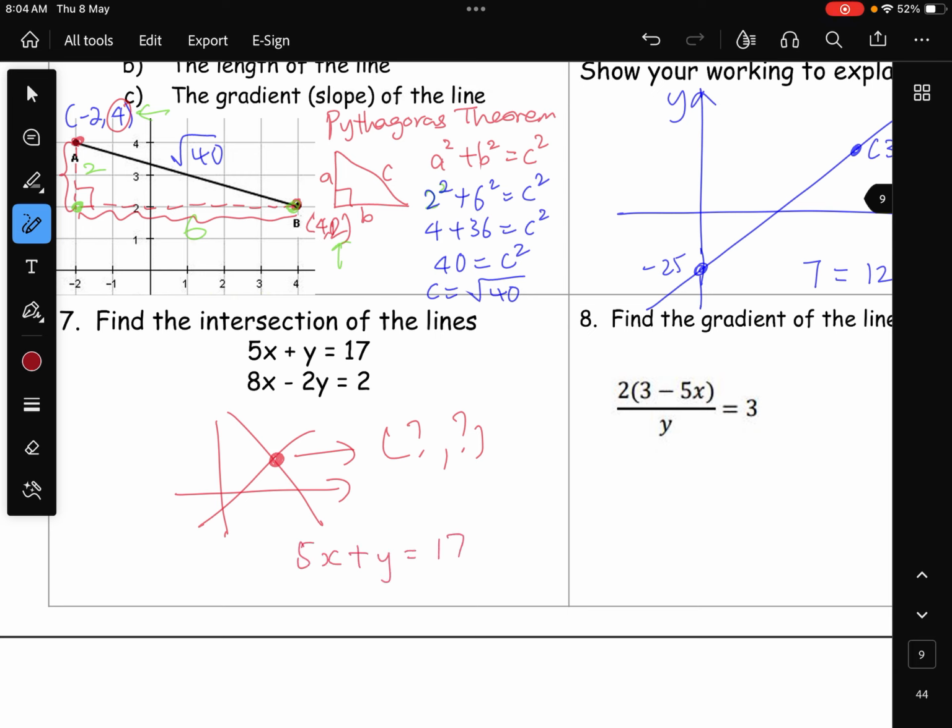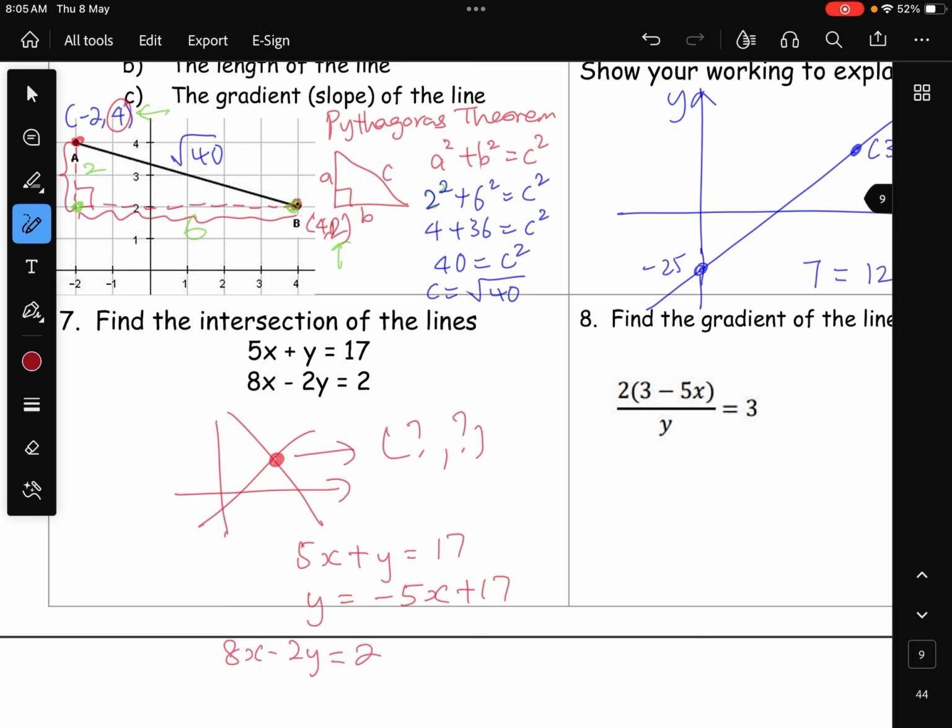There's actually another way to do it on the GDC if you want to find the intersection of the line, but I'll show you two ways. One way is that you could rearrange this equation so that it looks something like this, which is y equal to negative 5x plus 17. Which is great, right? But the next one, which is 8x minus 2y equal to 2.